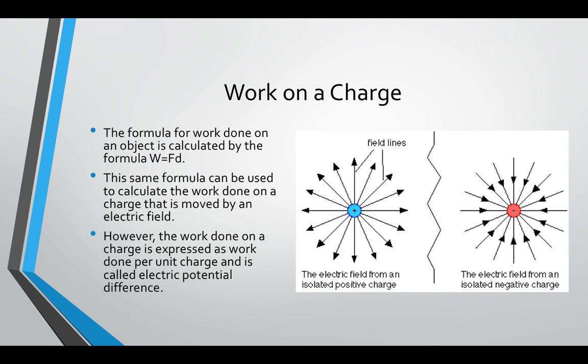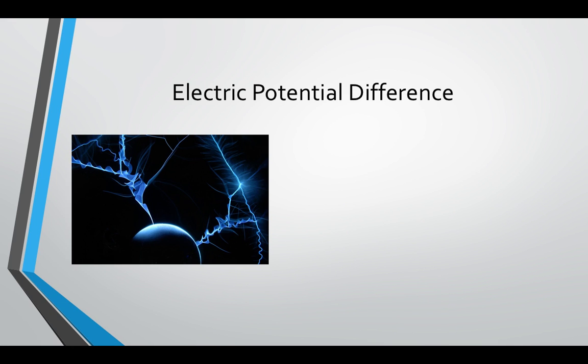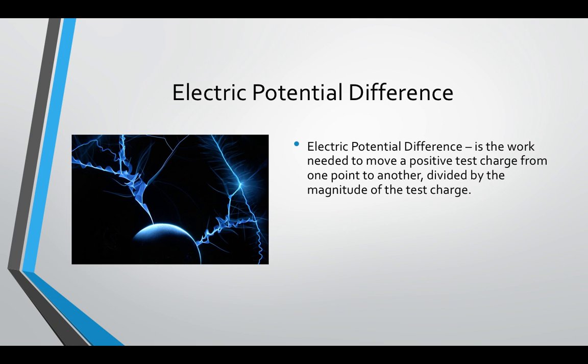Now, usually this is expressed as work done per unit charge, and this is called an electric potential difference. Electric potential difference is the work that's needed to move a positive test charge from one point to another divided by the magnitude of the test charge. So you notice that the potential energy of an electric field here has nothing to do with the size of the charge that's in it.